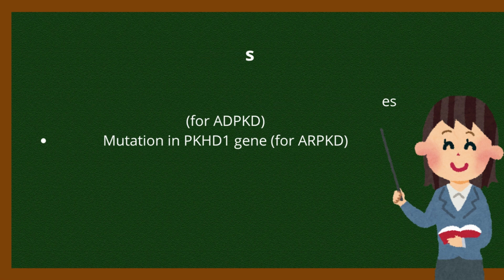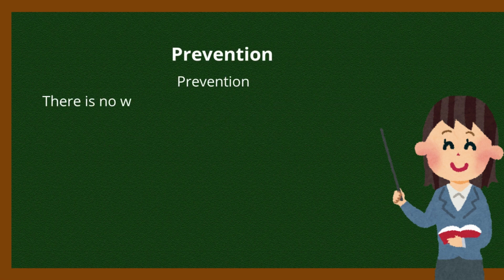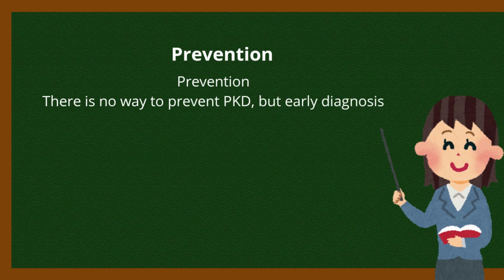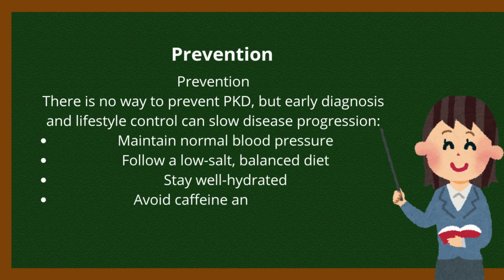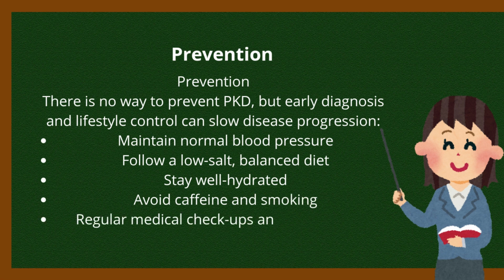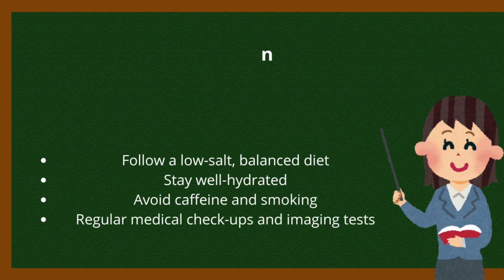for ARPKD. Prevention: there is no way to prevent PKD, but early diagnosis and lifestyle control can slow disease progression. Maintain normal blood pressure. Follow a low-salt, balanced diet. Stay well hydrated. Avoid caffeine and smoking. Regular medical checkups and imaging tests.